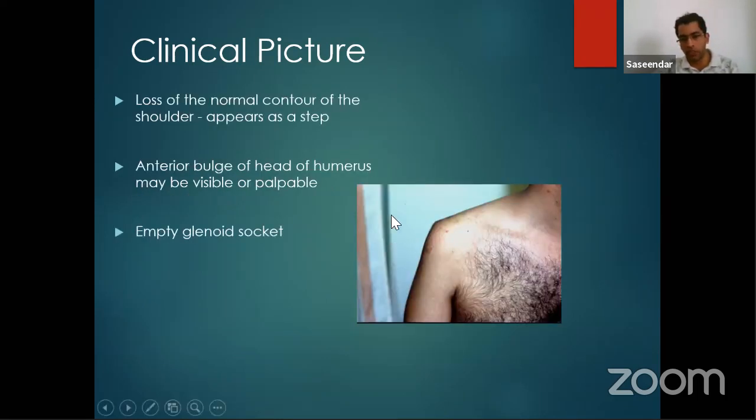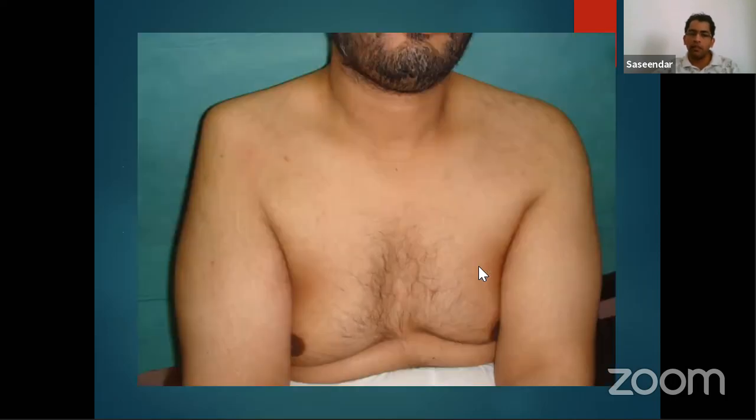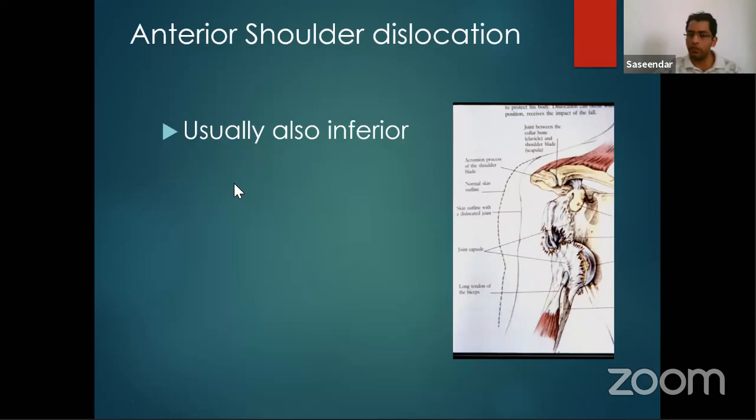So here is a picture which shows the loss of the lateral contour of the deltoid. That is because the humeral head is subluxed or dislocated anteriorly. As a comparison between the left and the right side, there is a flattening of the deltoid contour, suggestive of a dislocation. A beautiful thing is when you try to examine gently in this area, that is the anterior aspect, just in front of the glenoid and inferiorly, you will be able to feel the ball of the humerus, the head of the humerus. That is again clinical confirmation of your anterior dislocation of the shoulder. Okay, and anterior dislocation, as I told you, is almost always inferior.